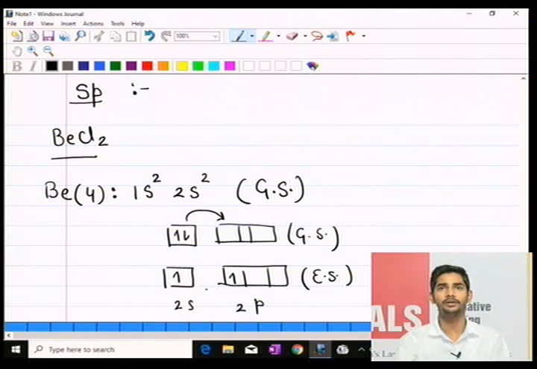Is it clear to everyone, how to write the excited state? Clear, or do I need to take another example? Because I won't repeat it again and again. Okay, I can see one hand. Can I see the hands of those students who have understood this? Confirm once.